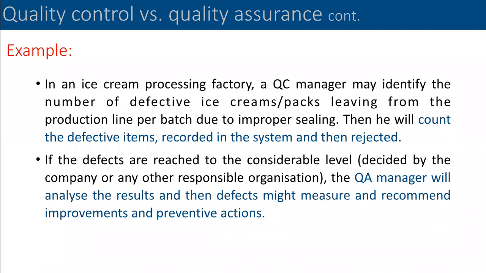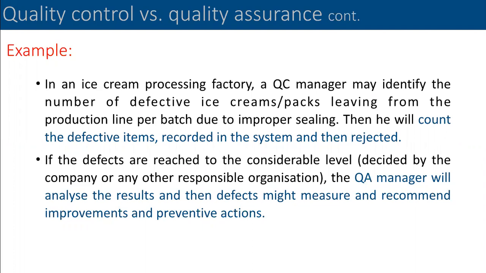So then we can take these standards and read it and implement in our process. Example, right? You can read it. In an ice cream processing factory, a QC manager, means quality control manager, may identify the number of defective ice creams or packs leaving from the production line per batch due to improper sealing. So improper sealing means we have identified improper sealing as a defect.